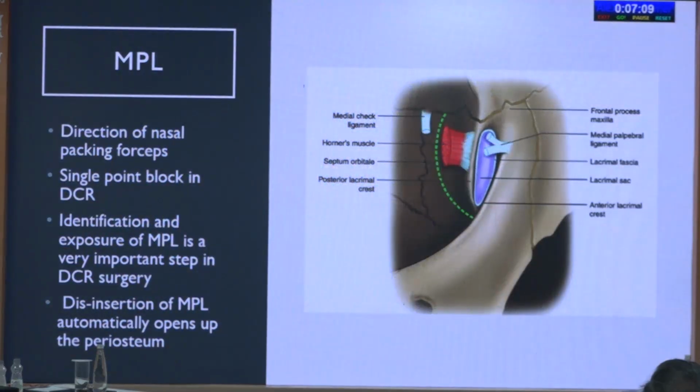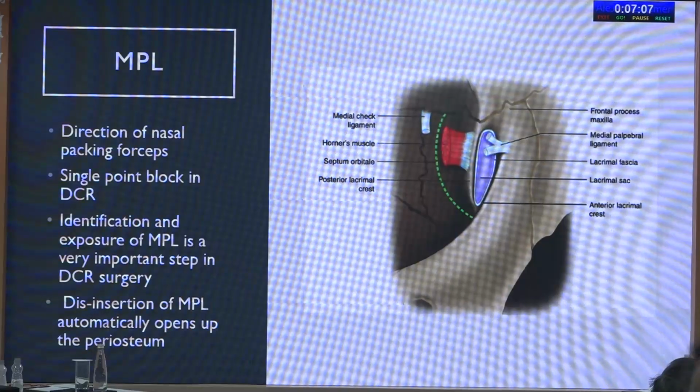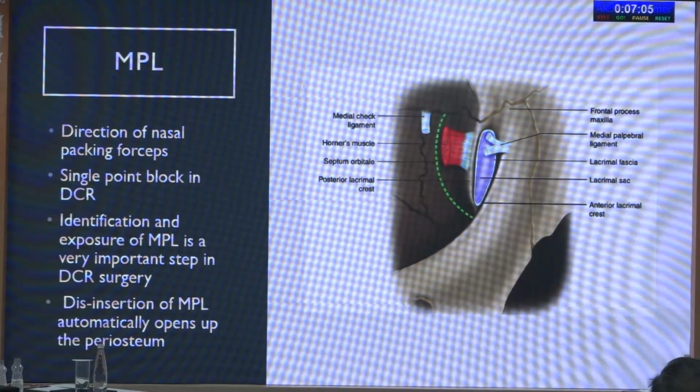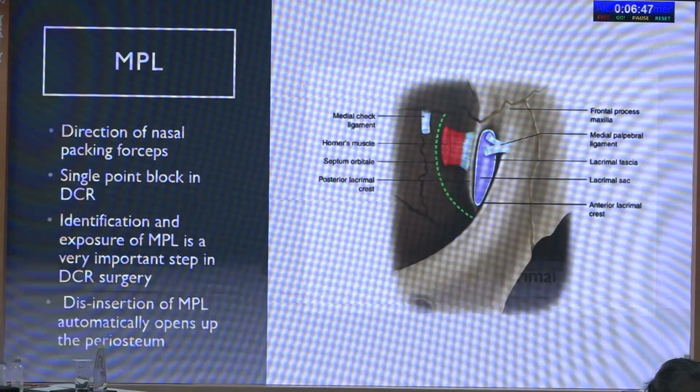Now, the MPL, as I have told you, is one of the most important structures in DCR, because no doubt you get the sac underneath it. It's where you can identify the periosteum. It is the direction of your nasal packing forceps, and even the single point block which we give in DCR is at the level of the MPL. So this is the most important structure.